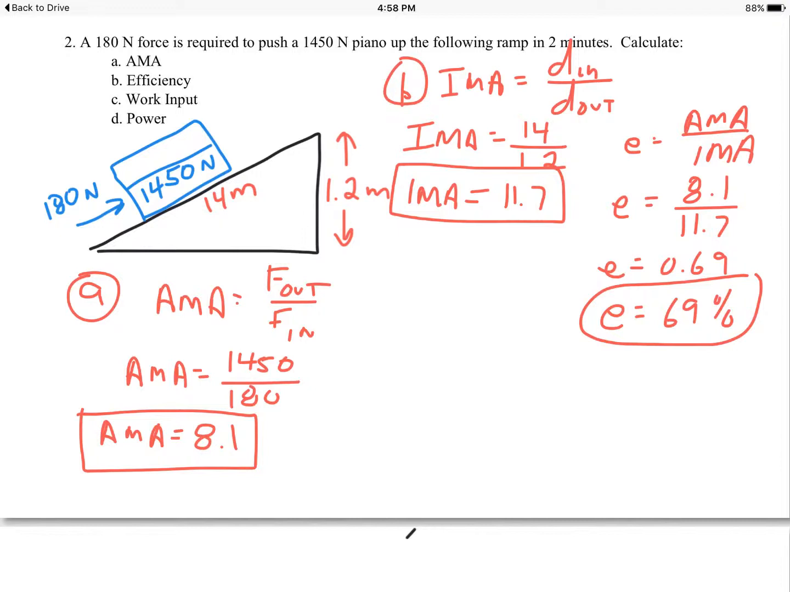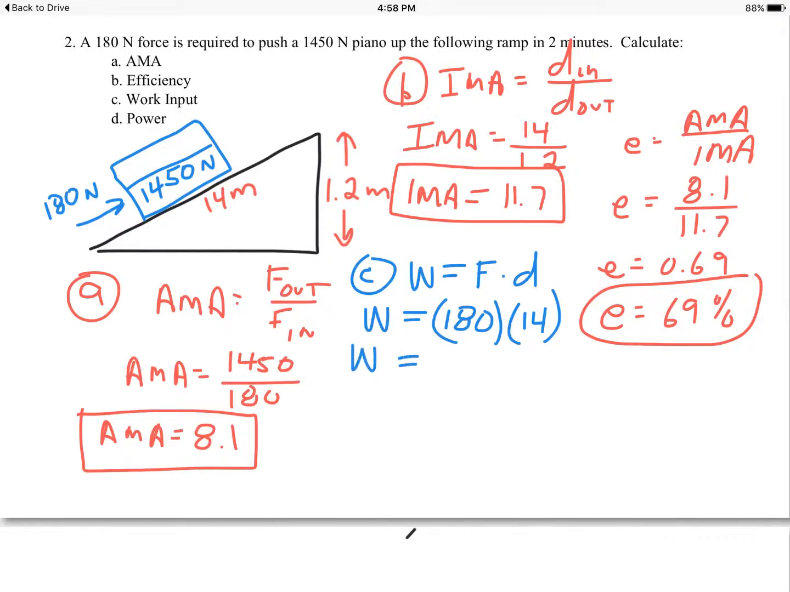Part C. Let me switch to blue. Part C, the work input. Well, work, as we've learned, is your force times your distance as long as they're in the same direction. In this case, yes, the input work that you're doing is you're applying a 180 newton force, and it's moving 14 meters up the ramp in the same direction you're pushing. So your work input is 180 times 14, which is 2,520 joules of work input.